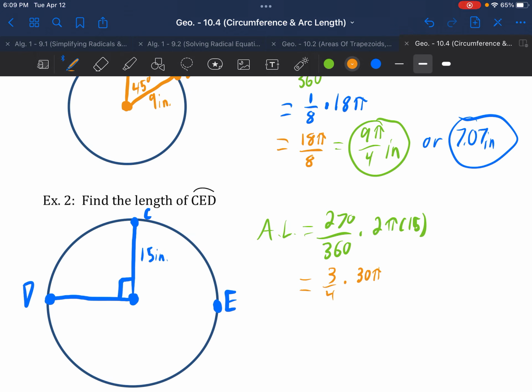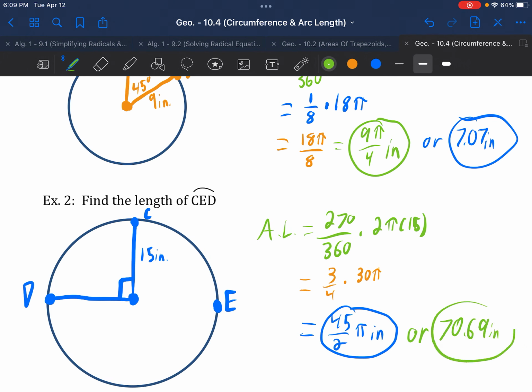Well, as we multiply together, we can actually reduce and multiply in the same step if you want, and get 45 over 2 pi. If you're struggling with that, just take the 3 times the 30 and get 90, and then reduce the 90 and the 4. And this would be our answer in inches. That would be our exact answer. Now an approximate answer would be rounded to the hundredth, 70.69 inches.